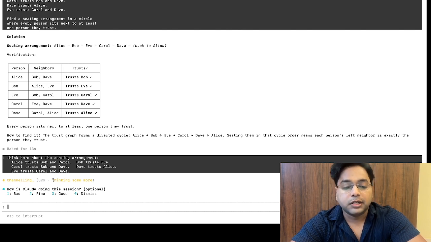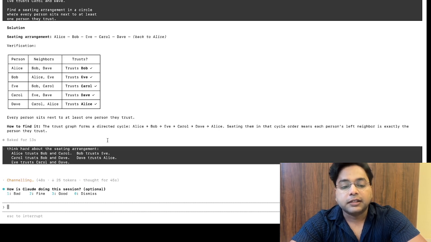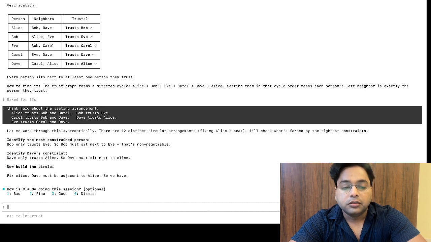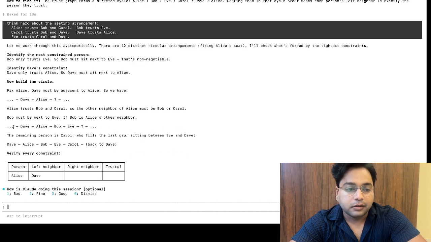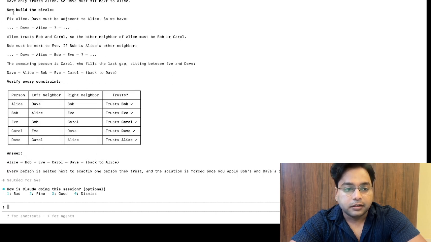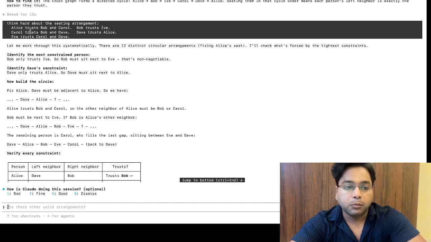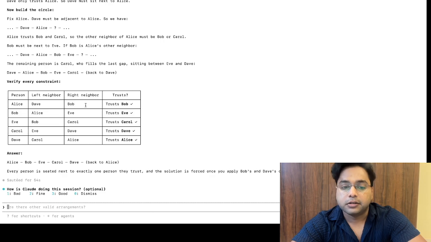This mode takes more tokens, so it is quite costly to use. For complex tasks we can use this mode. Here it has given us the answer. It has thought thoroughly, identifying Dave's constraint, building the circle, verifying the constraint, and then giving us the answer. So we could see both extended thinking and the modes of extended thinking in action.